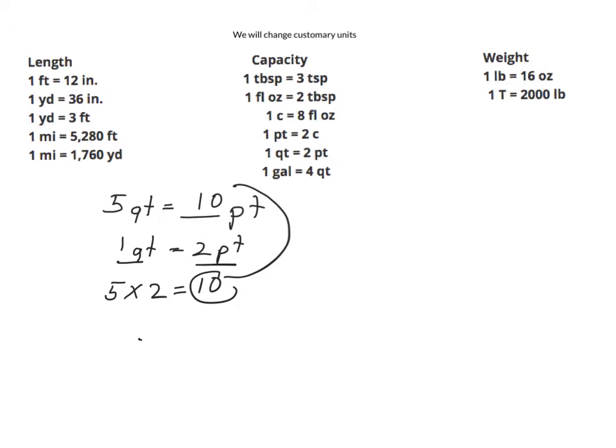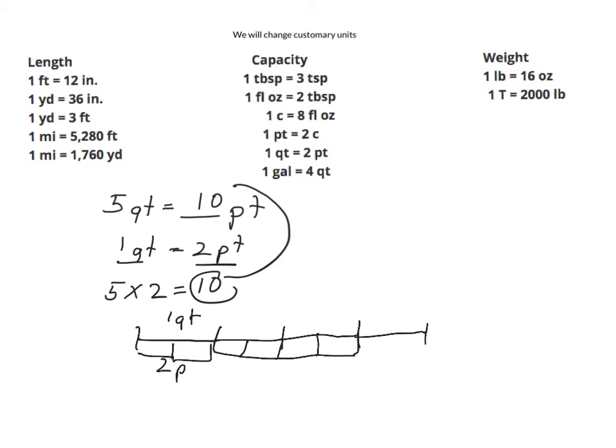Another way to look at that or show that would be if this is 1 quart, this is 2 pints. 1 pint, 2 pint. And we could extend that pattern out like this. 2, 3, 4, 5 quarts. And for the pints, we have 1, 2, 3, 4, 5, 6, 7, 8, 9, and 10 pints.